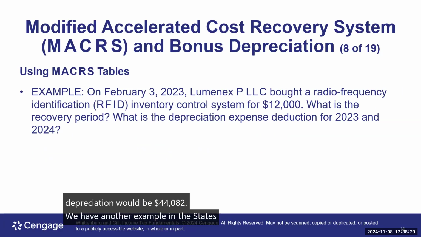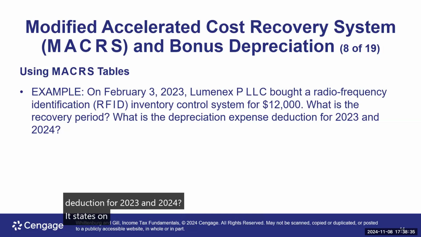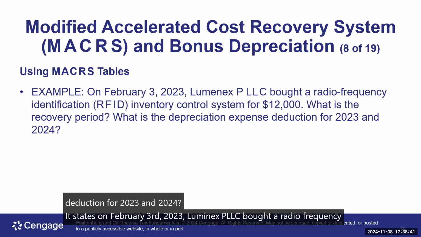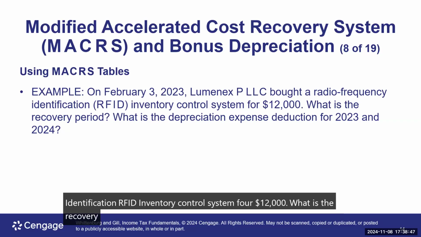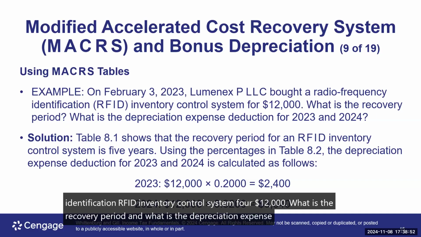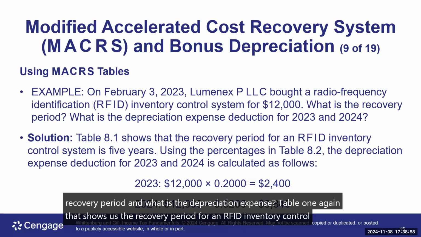We have another example. What is the depreciation expense deduction for 2023 and 2024? It states, on February 3rd, 2023, Luminex LLC bought a radio frequency identification RFID inventory control system for $12,000. What is the recovery period, and what is the depreciation expense? Table 1, again, shows us the recovery period for an RFID inventory control system. The recovery period is 5 years.